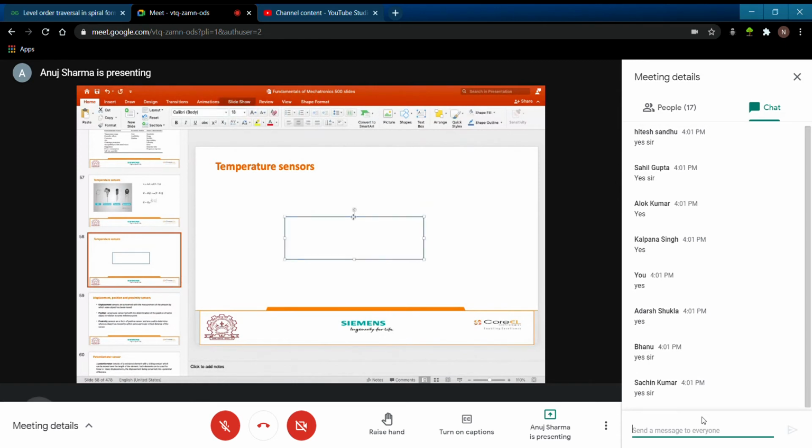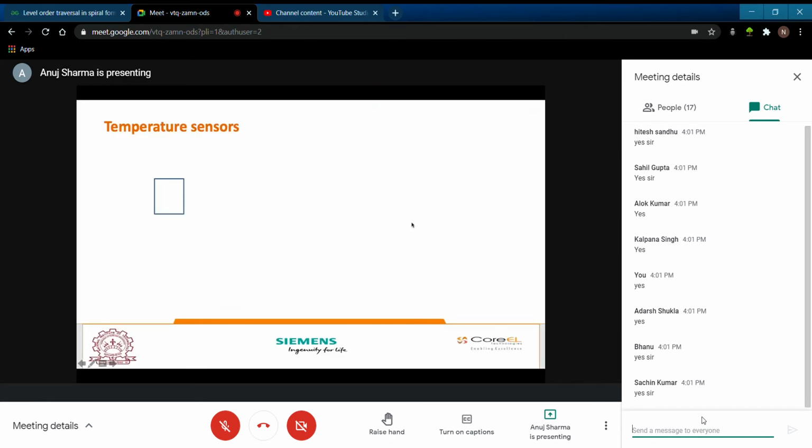So now you have a transmitter. Suppose this is your transmitter. Let me use a pen. And this is your current loop. This is your voltage. Now there will be a resistance.